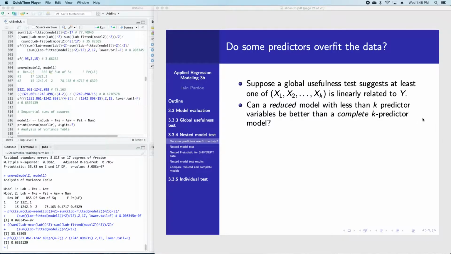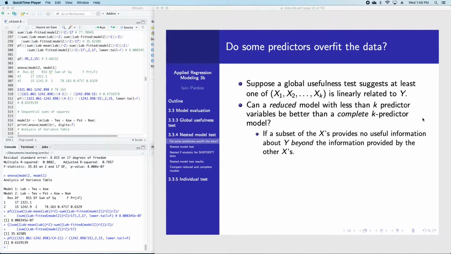We're wondering if a model with less than k predictor variables is actually better than that complete k predictor model. And that happens if a subset of the x's provides no useful information about y beyond the information provided by the other x's. For the shipping data example, I think it was x2 and x4 that provided no useful information about y beyond the information provided by x1 and x3.